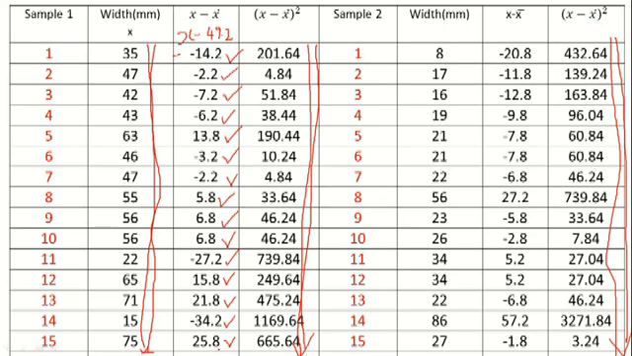Then after I finish that, introduce another column where you are going to square this. So negative 14.2, you square it, you get 201.64. And you fill that column from the beginning up there. The second one, negative 2.2, you square it, it is 4.84. Then you do it up to the last one. And then you do the same to sample 2.